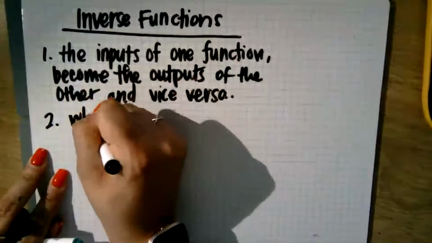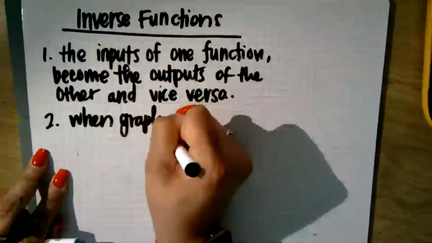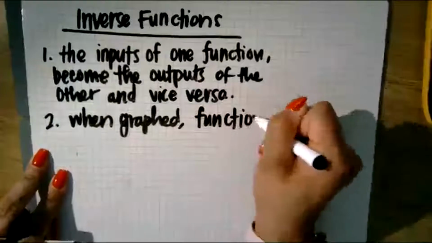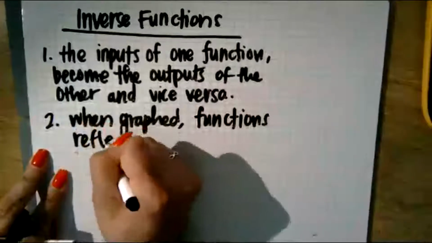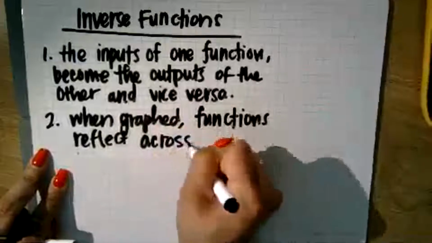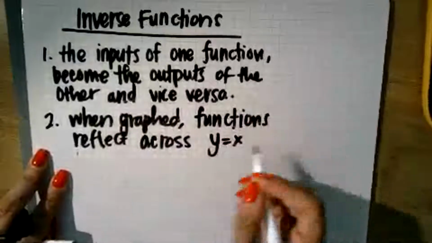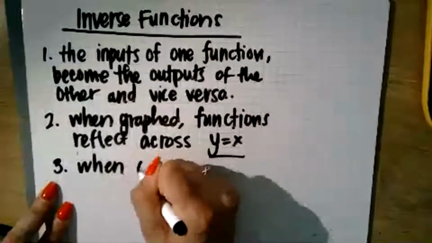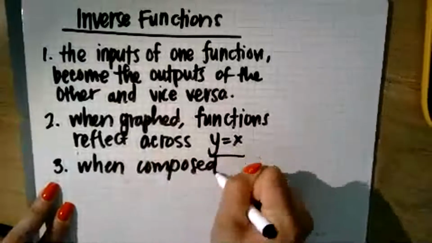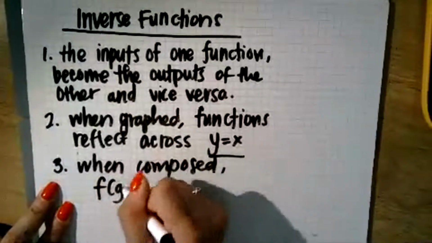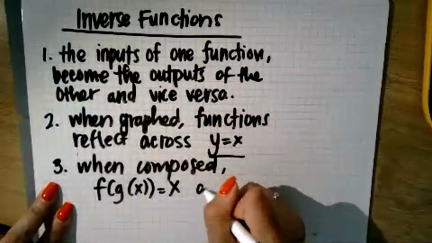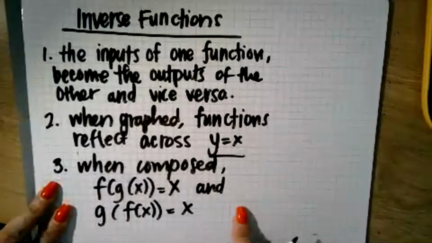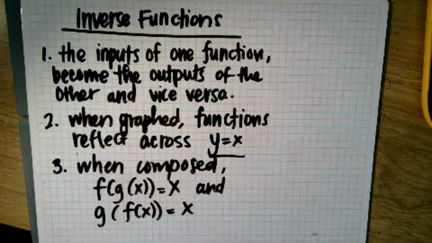Also, when graphed, these two functions reflect over the line y equals x, right? So this right here is the identity function, y equals x. And then also, when composed, f of g of x must equal x and g of f of x must also equal x. Okay, so both of these must be satisfied in order for this to be true.